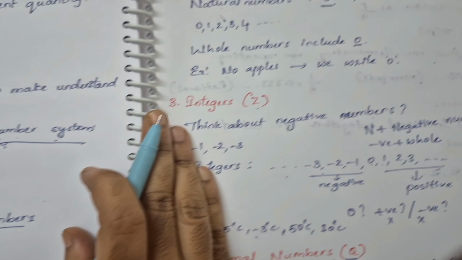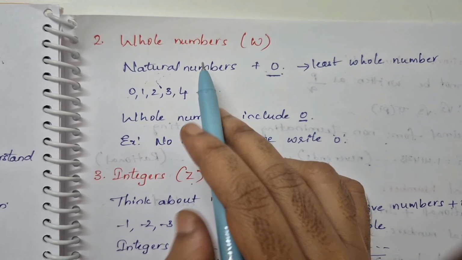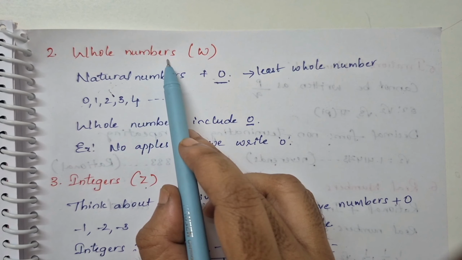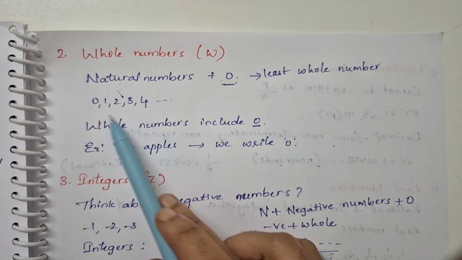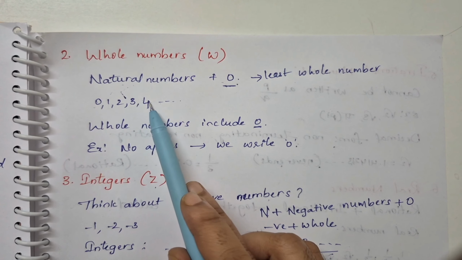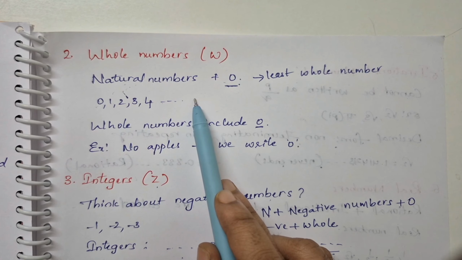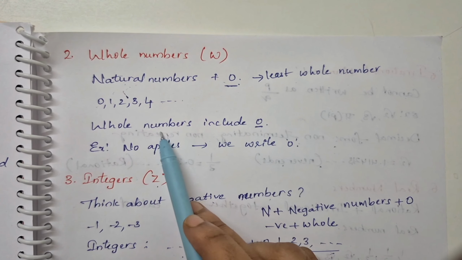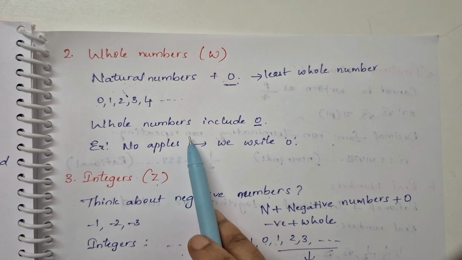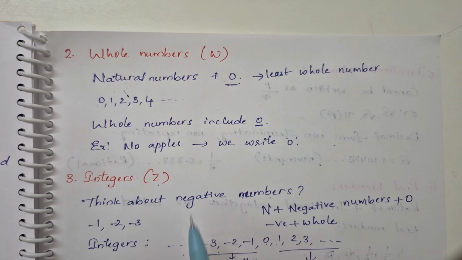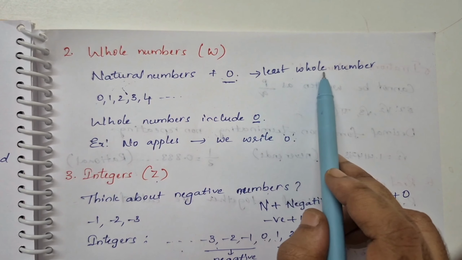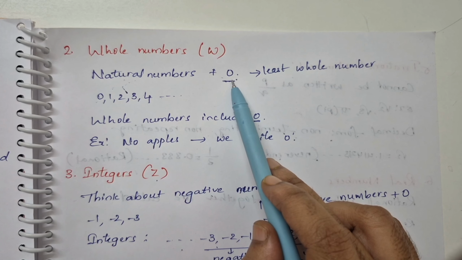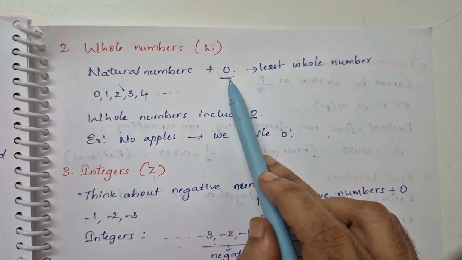Next, whole numbers. If we include 0 to the natural numbers, we will get whole numbers. Okay, so what are whole numbers here? 0, 1, 2, 3, 4 and so on. The only difference is we are including 0 to the whole numbers, whereas natural numbers do not include 0. Okay, so the least whole number is nothing but 0, and there is no largest whole number.